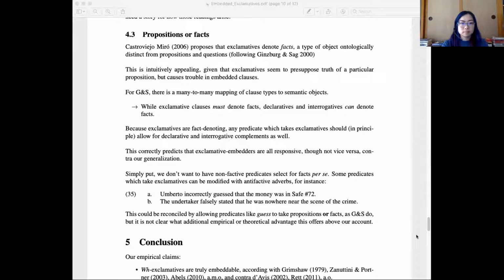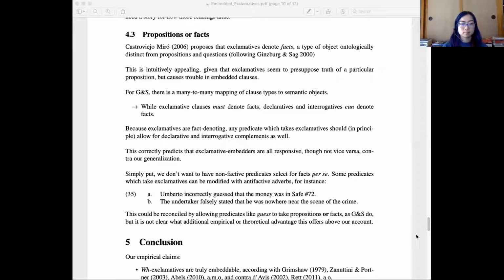So because exclamatives are fact denoting, we get the embedded exclamative generalization because any predicate which takes exclamatives can embed facts. So it should in principle allow for facts of any kind, whether they be exclamative, declarative, or interrogative. So this does derive the embedded exclamative generalization, but it doesn't derive, we think, that all responsive verbs are exclamative embedding. But perhaps more troublingly, we're not sure that we want to necessarily treat exclamatives as facts simply because we don't want to allow for non-factive predicates to select for facts per se.